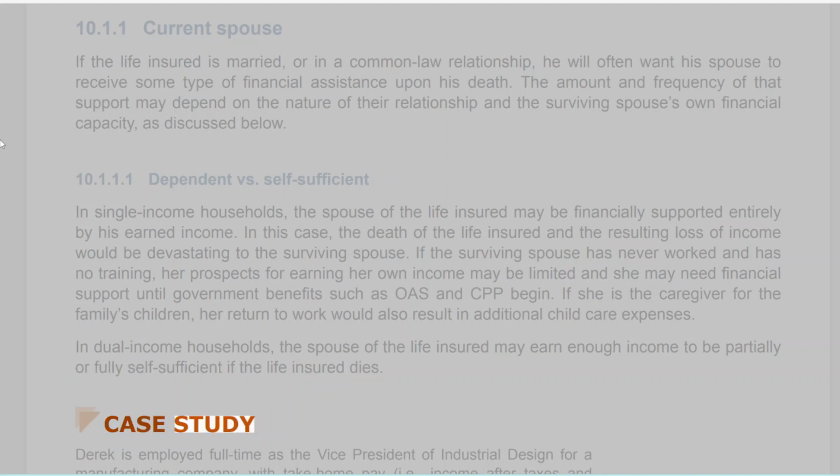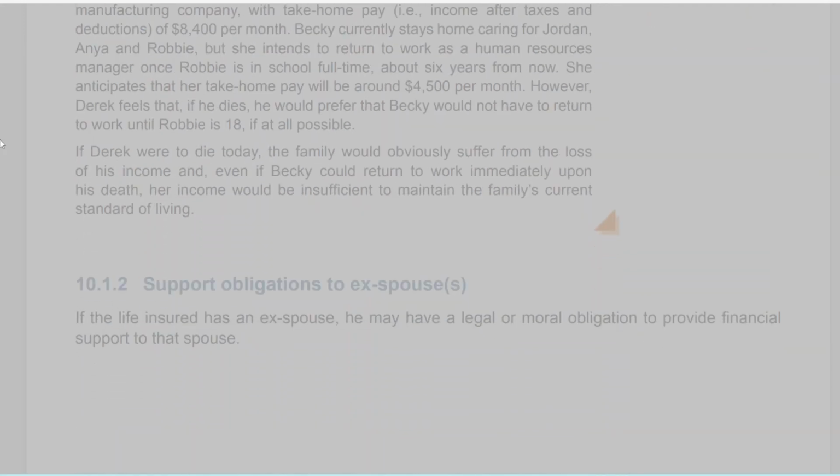Case study. Derek is employed full-time as the vice president of industrial design for a manufacturing company, with take-home pay, i.e., income after taxes and deductions, of $8,400 per month. Becky currently stays home caring for Jordan, Anya and Robbie, but she intends to return to work as a human resources manager once Robbie is in school full-time, about 6 years from now. She anticipates that her take-home pay will be around $4,500 per month.